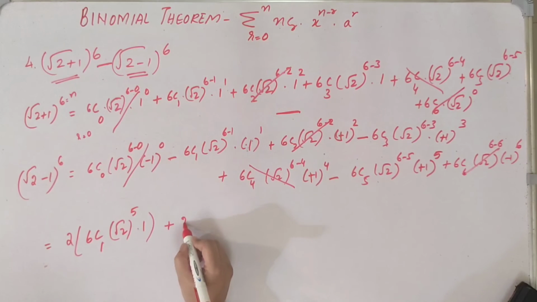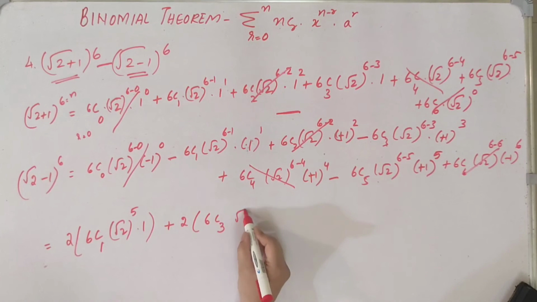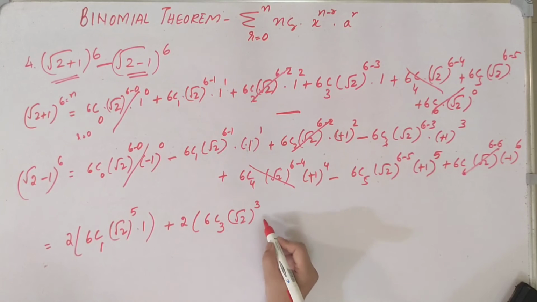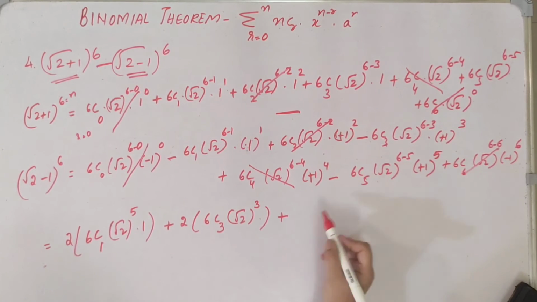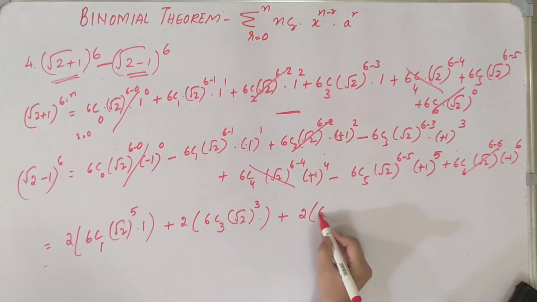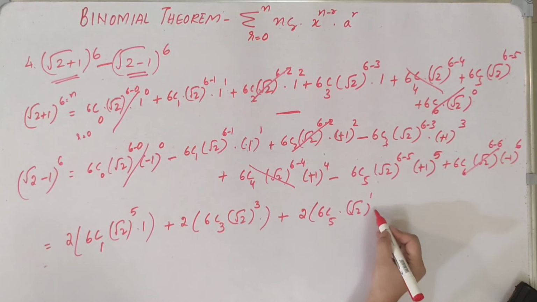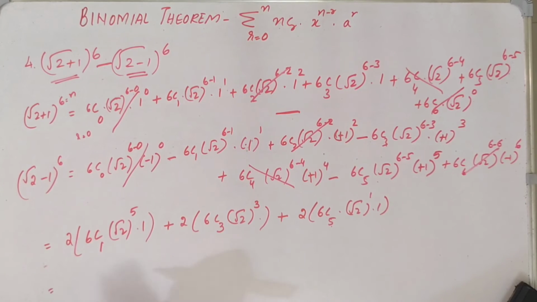2 into 6c3 into root 2 to the power 6 minus 3, which is 3. Next one is the fifth one. So fifth term: 6c5 into root 2 to the power 6 minus 5 is 1, into 1. So let's just cross check. With the first term, you have third term, you have fifth term. So you have all the odd terms that you are evaluating here.